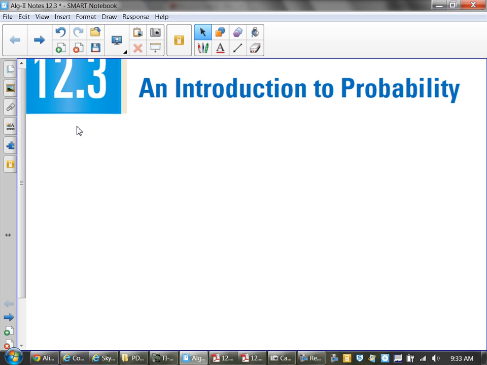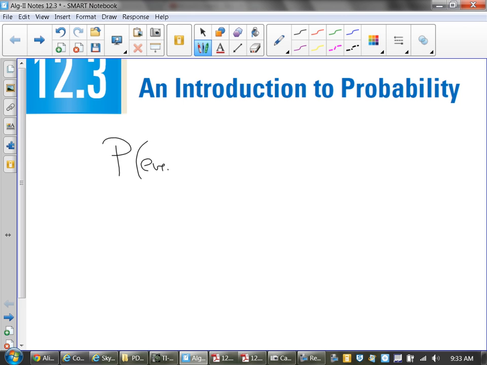Simple probability is not a big issue for you. Probability, like you guys have already seen, is the probability of an event. They usually label it with P and then something in parentheses. And the probability of an event is always the ways it can occur over total possible ways.